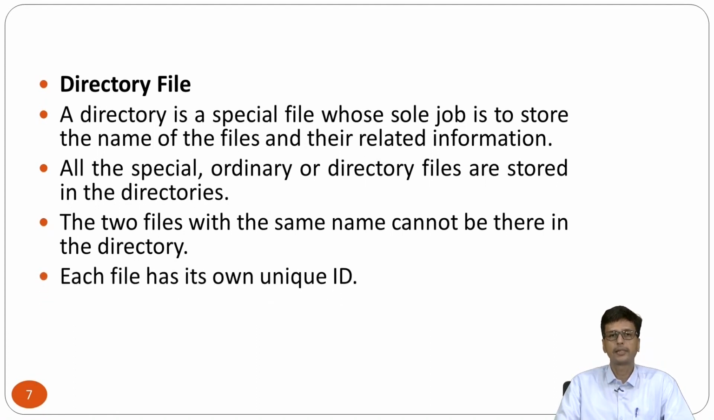Now each file has a unique ID. You are already aware that each and every file is identified using a specific ID, which is unique to that particular file or directory. Each file is identified by a specific identification number, called the UID. How you can see that unique identification number, we will see in this session by using a command.